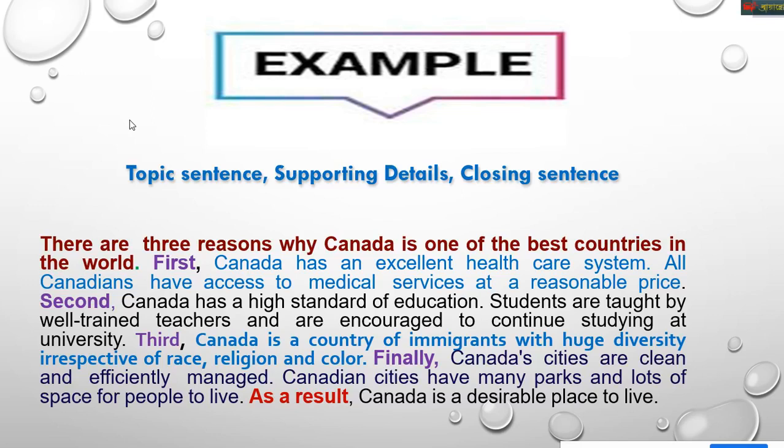Okay, the first sentence is reddened. Actually, this is the topic sentence, and then the first, second, and third sentences are the supporting details. You see, and finally, Canada's cities are clean and efficiently managed. Canadian cities have many parks and lots of space for people to live. This is also a supporting sentence.